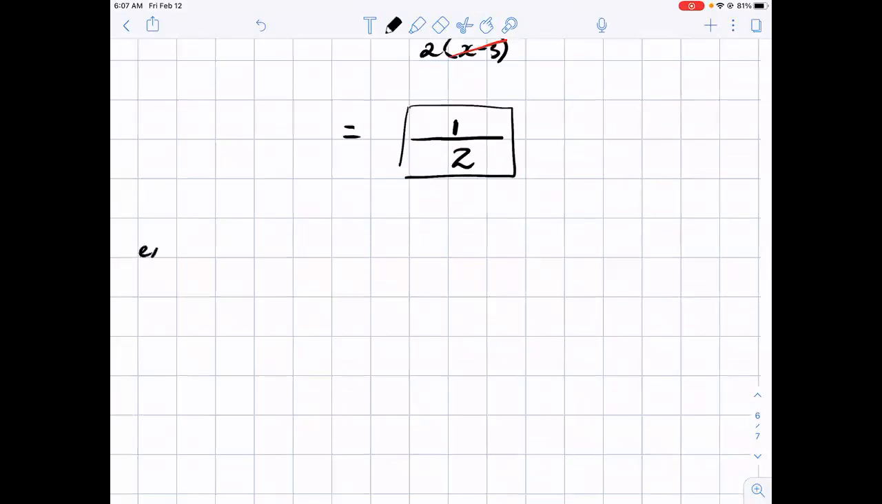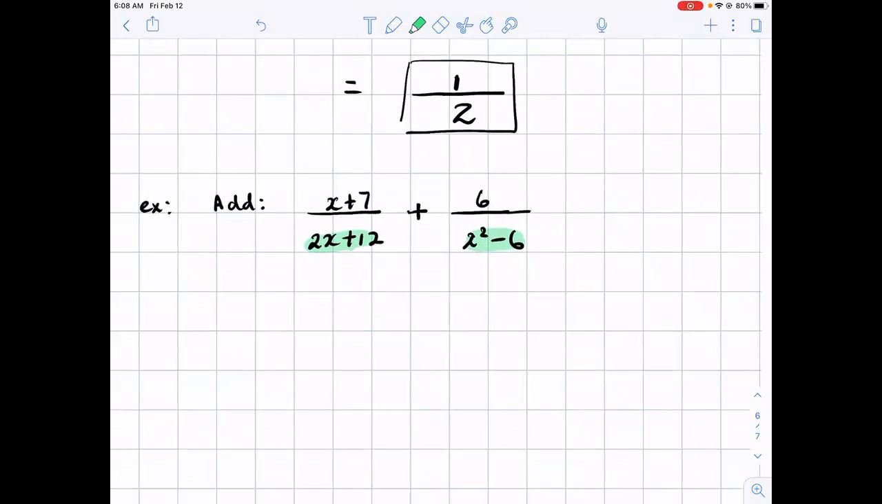Let's look at another example. If we have, add x plus 7 over 2x plus 12, plus 6 over x squared minus 6. So notice denominators are different, okay? Different denominators.